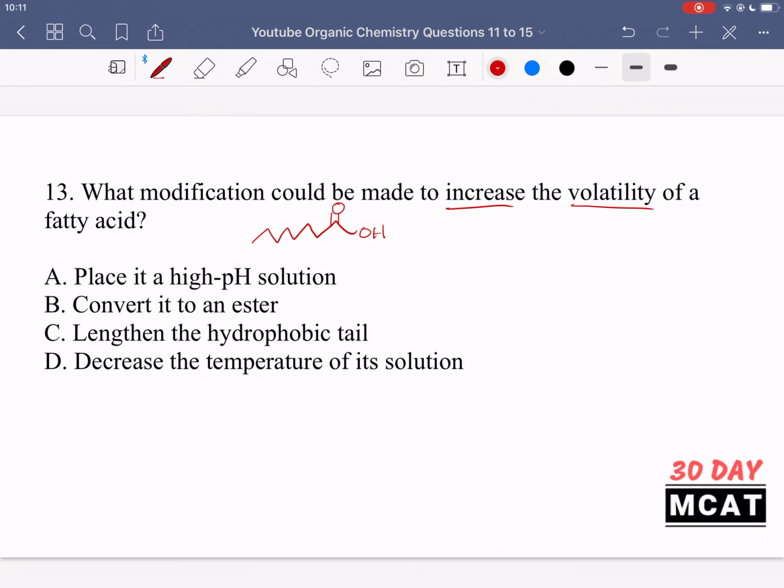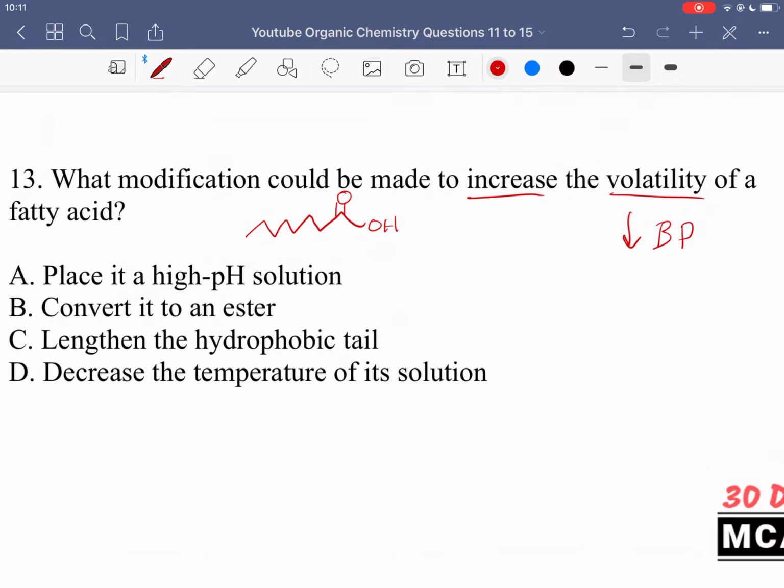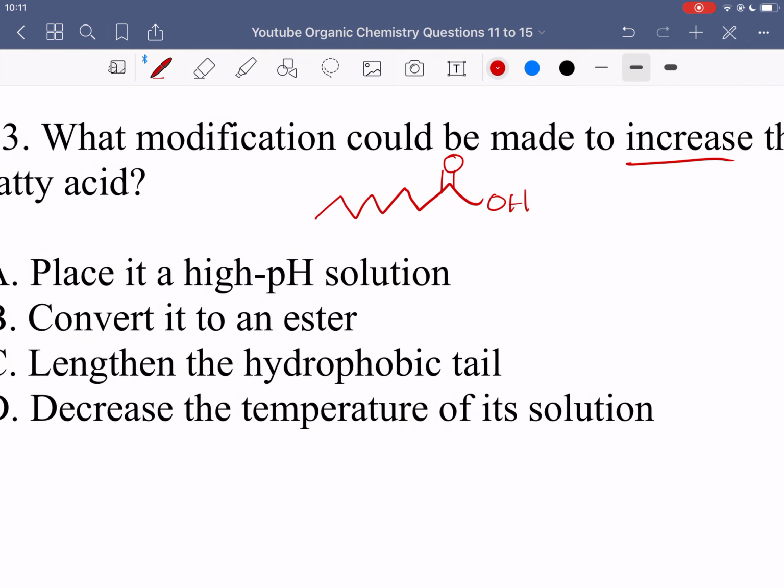And we want to increase how volatile it is, which means we want to decrease its boiling point. So what can we do to make something have a lower boiling point relative to the original fatty acid? Well, we know that fatty acids have a high boiling point. One, because of the fatty acid chain, so the long carbon chain, that can pack together with the chains of other fatty acids because of the hydrophobic effect, and this close packing between the long chains leads to a lot of van der Waals forces, and these intermolecular forces must be broken to convert something from the liquid phase to the gas phase, so to boil it. So that leads to a high boiling point.